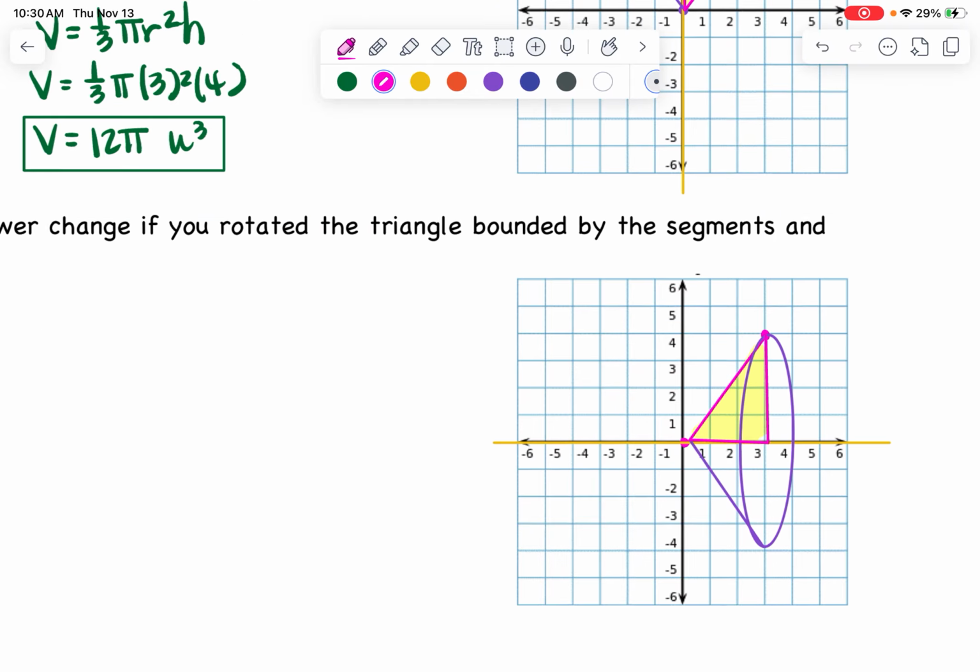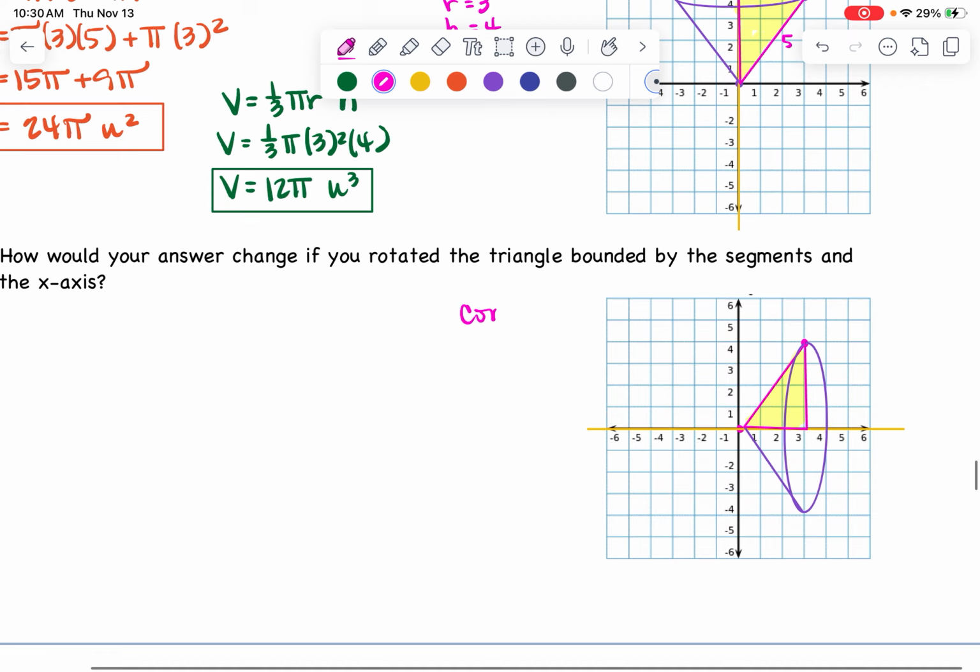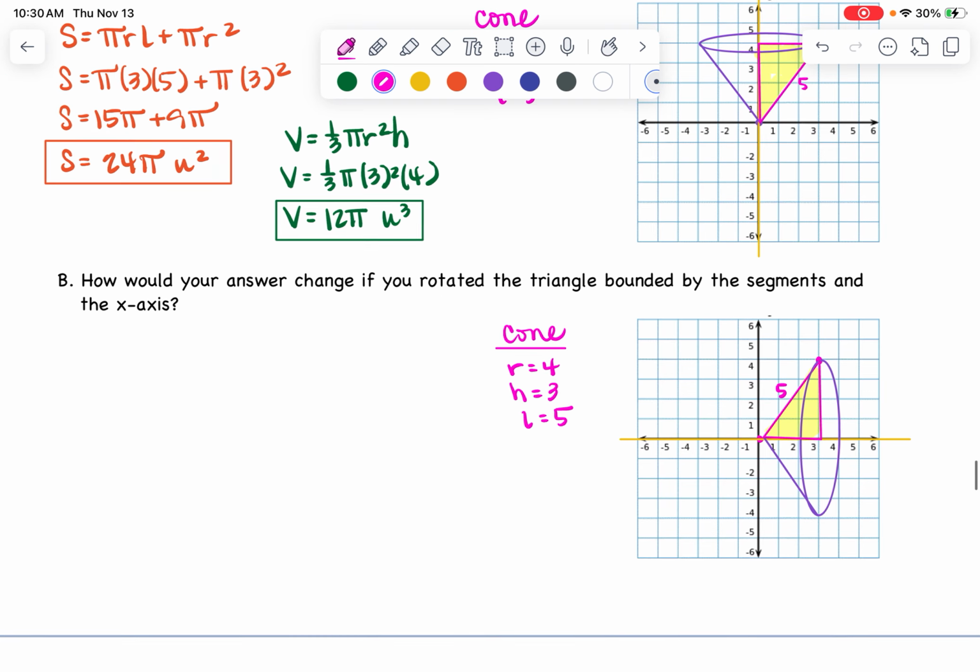All right, and so I still have a cone, but it's a different shaped cone because we went the other way. So now all of our numbers are kind of flip-flopped. My radius is 4. Now my height is 3, but of course my slant height is still going to be 5, because that's still the hypotenuse of our 3, 4, 5 triangle. So how does this change things?